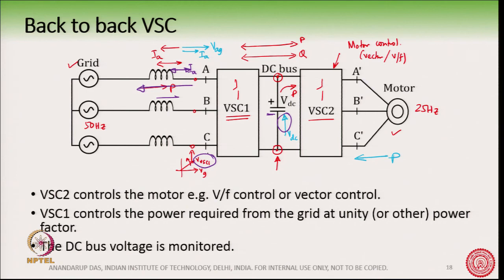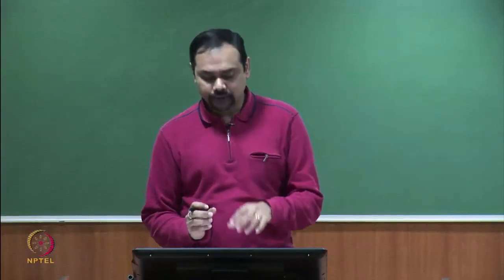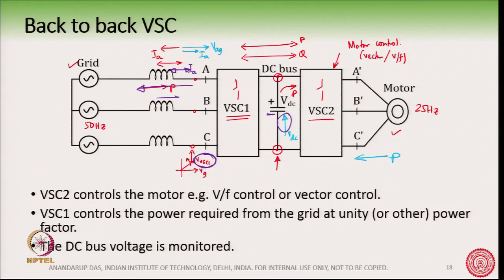So, this VSC1 is a very important phasor in this whole system, apart from the DC bus voltage. If the DC bus voltage is fluctuating, VSC1 can be controlled or changed so that you can feed power into the grid, or you can absorb power from the grid.